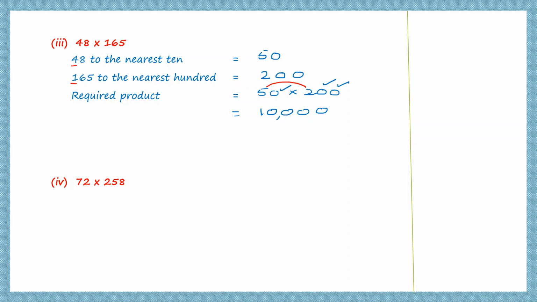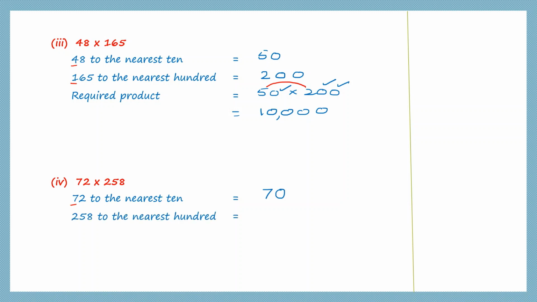Question 4. 72 into 258. 72 to the nearest 10. The digit in the tens place is 7. To its right, we have a digit that is less than 5. So 7 will remain the same, and then we have a 0.